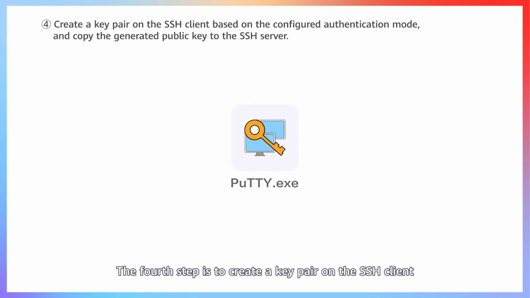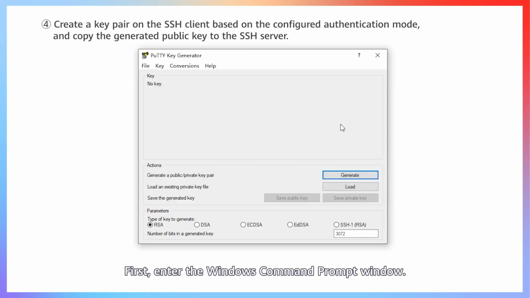The fourth step is to create a key pair on the SSH client based on the authentication mode configured for the SSH user, and copy the generated public key to the SSH server. This example uses the puttygen.exe software. The detailed operations are as follows. First, enter the Windows command prompt window.